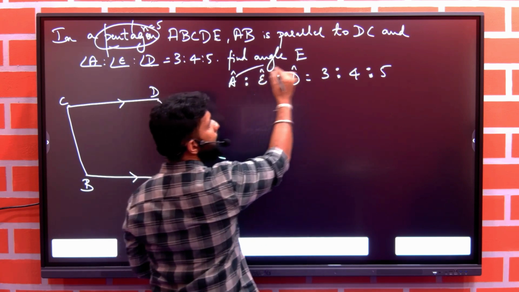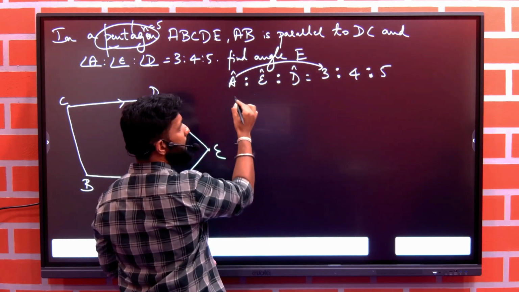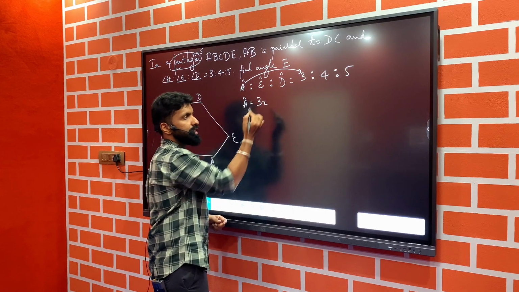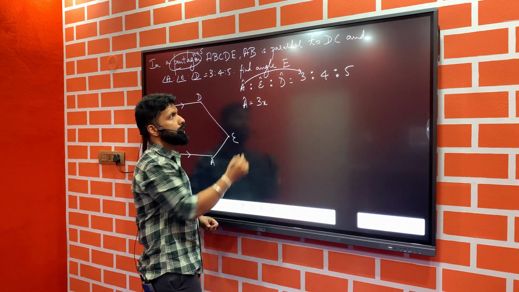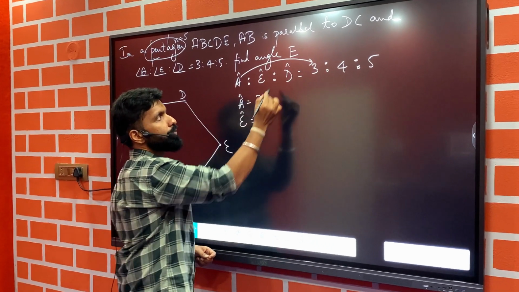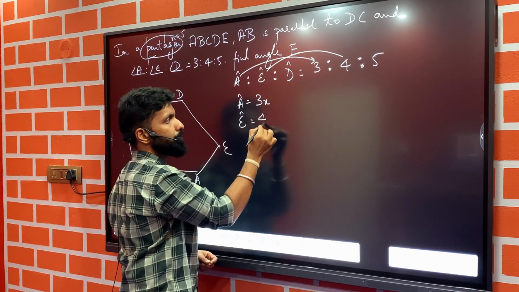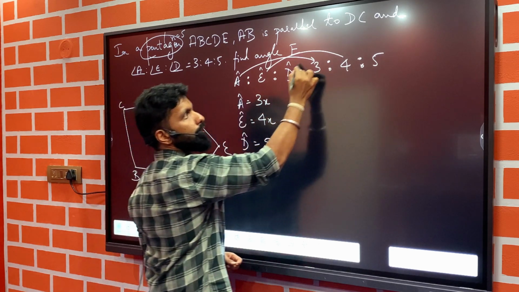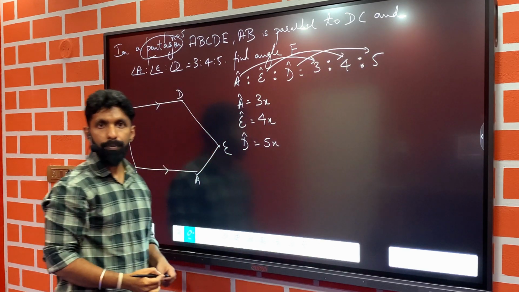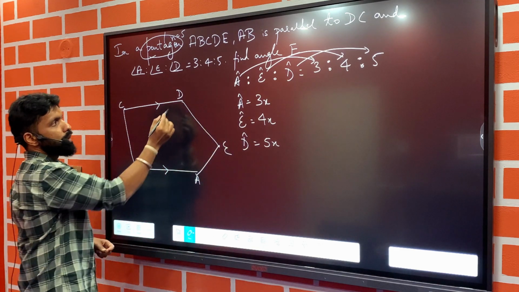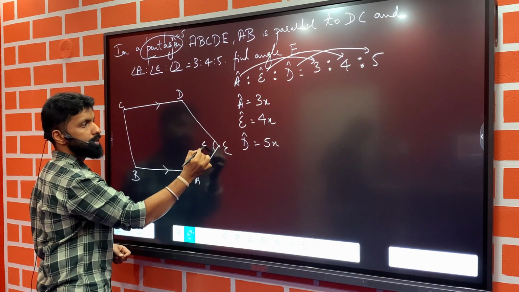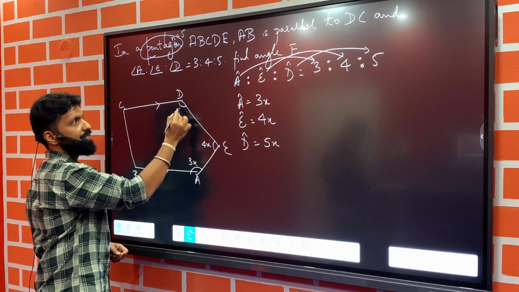For example, what is angle A equal to? Angle A is not equal to 3, but 3 along with a constant. So angle A is equal to 3x. Angle E is equal to 4x. Angle D is equal to 5x. I hope I'm making myself clear. Now I'm marking it here. So angle A is 3x, angle E is 4x, angle D is 5x.